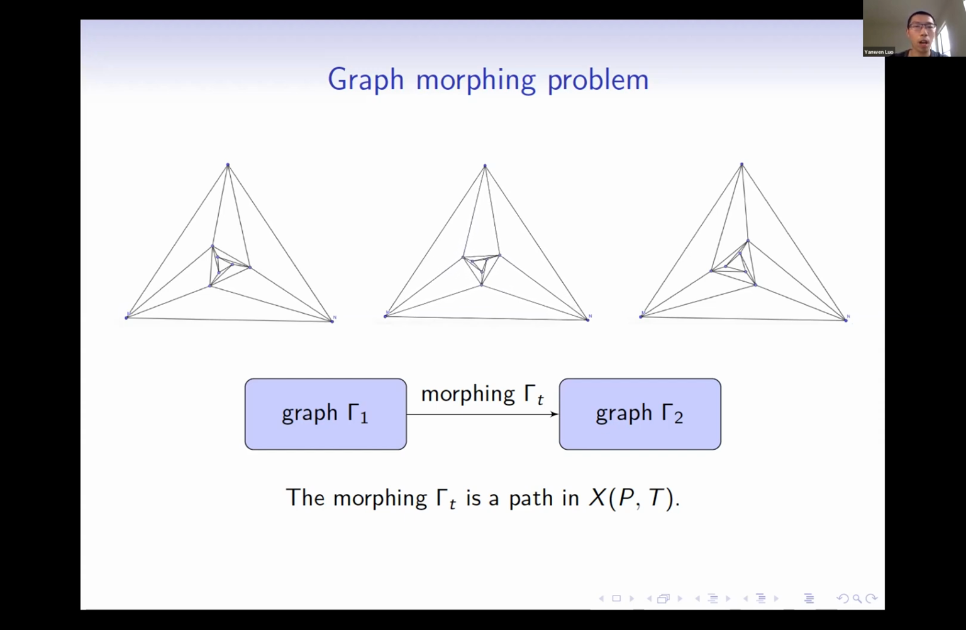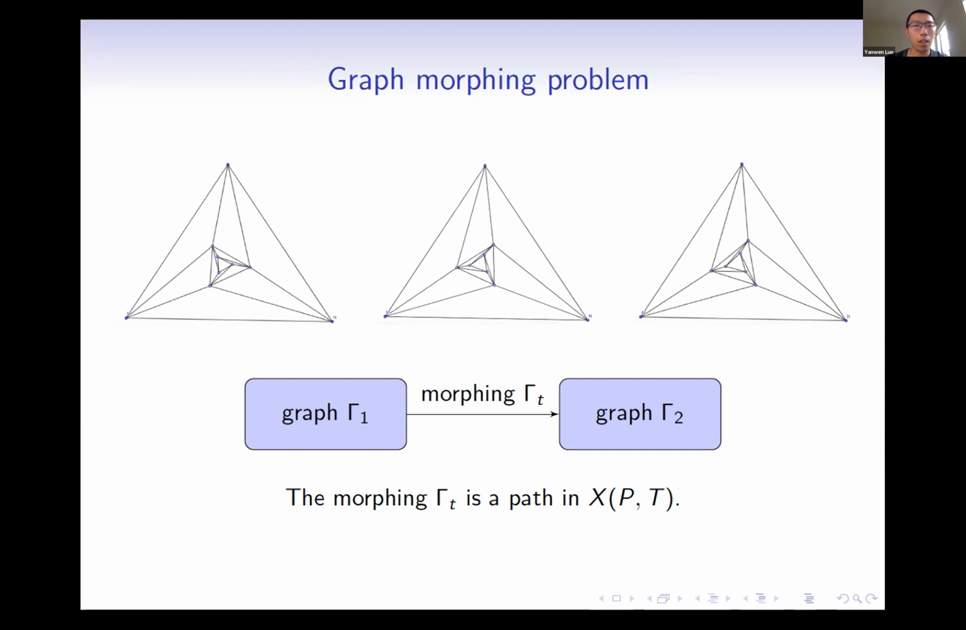So there are two different elements in the space X. Because we require that in the morphing, everything should stay as a geodesic triangulation, this morphing really corresponds to a path connecting those two configurations. So this is just saying that to solve the graph morphing problem, pretty much this is equivalent to showing that the space of geodesic triangulation has to be connected. Otherwise, you cannot solve this problem.